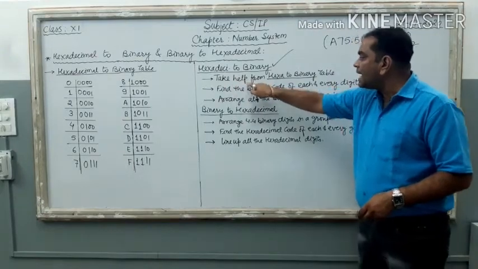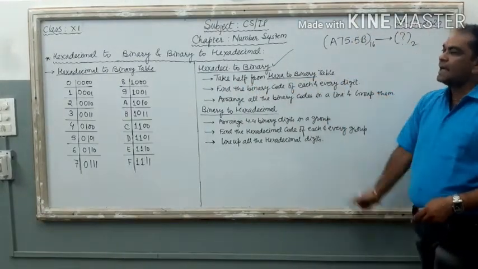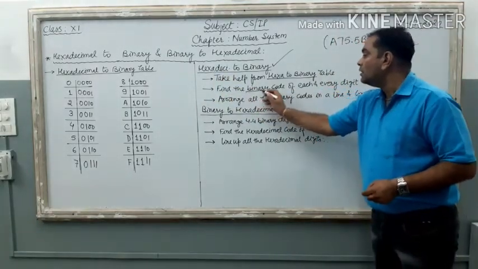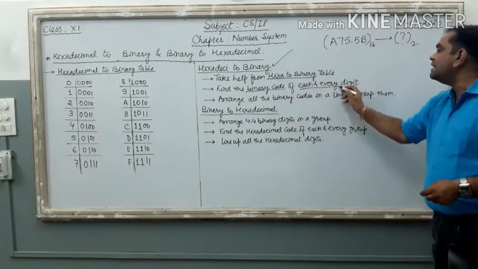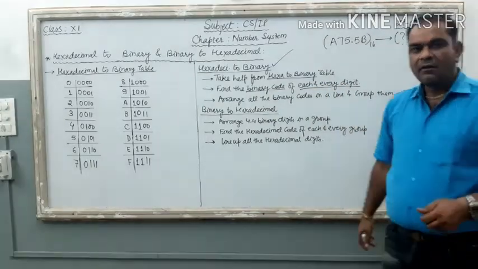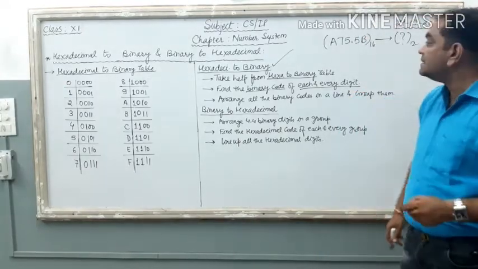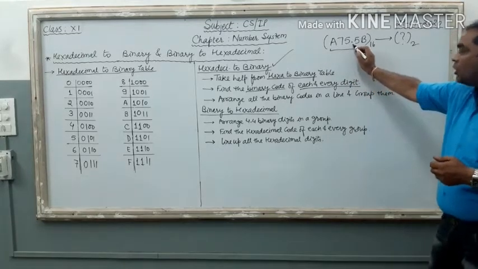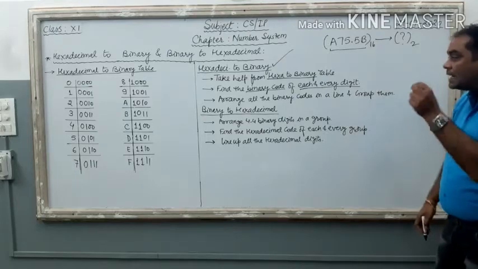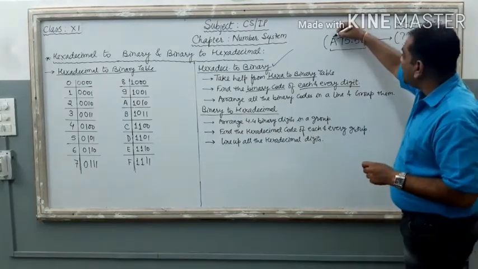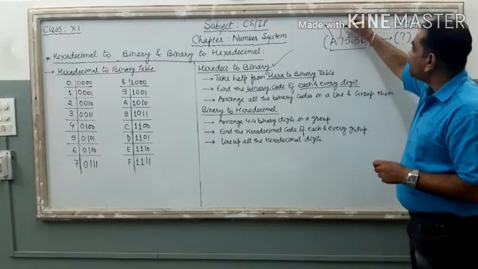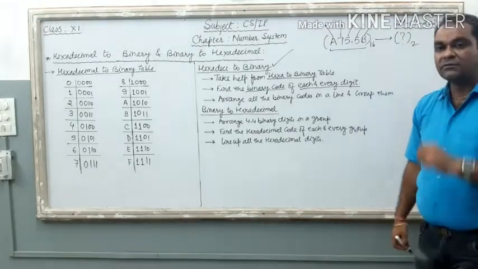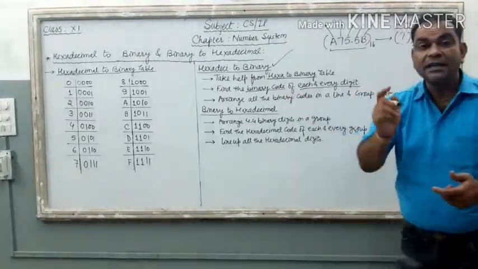Very first step, take help from the hexadecimal to binary table. The second step, find the binary code of each and every digit. What is the meaning of this point? Digit means here, in the hexadecimal value A75.5B, I have to find the binary code of A, the binary code of 7, then the binary code of 5, then B. It is the second point. Find the binary code of each and every value.